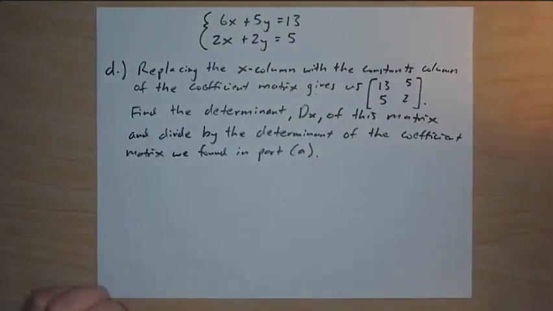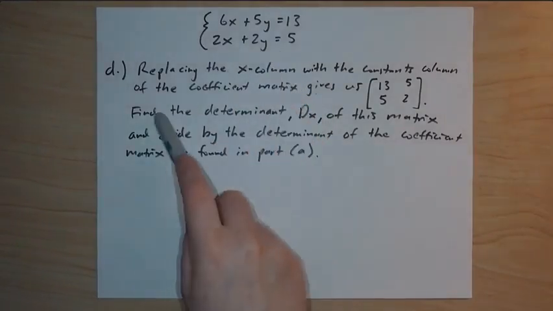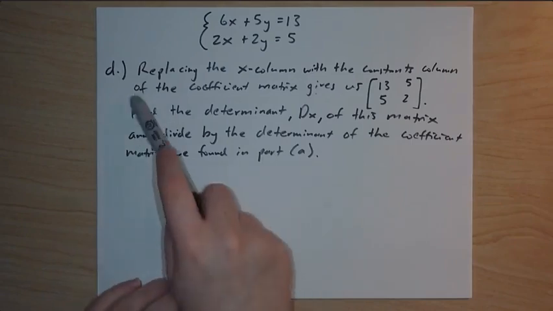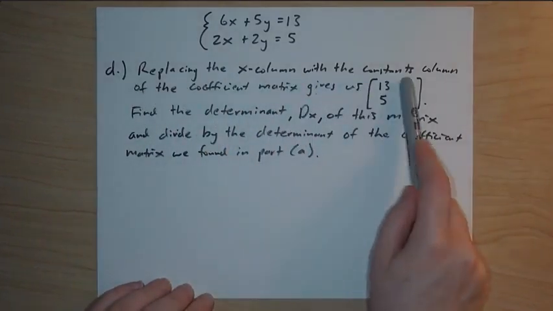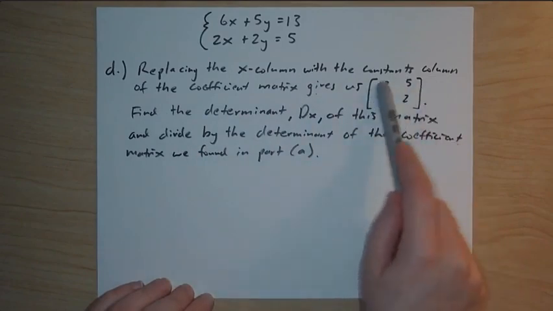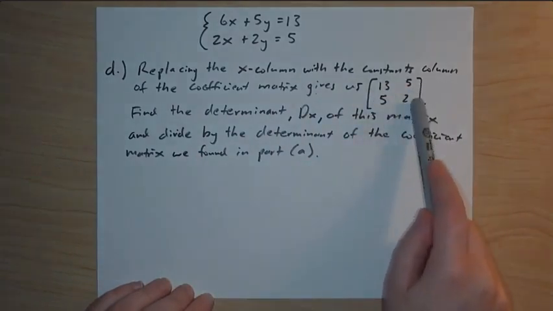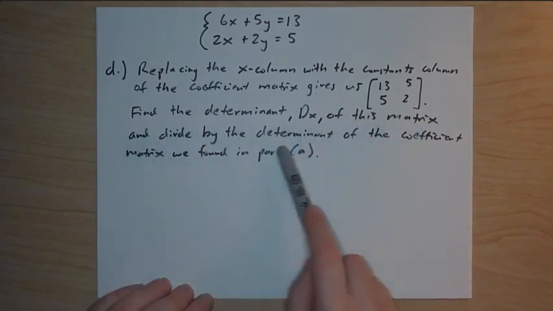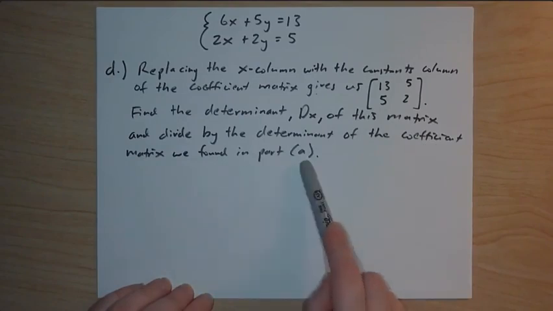Lab 25, Example 1, Part 2. We have the same system of equations. We're going to move on to Part D. So Part D says, replacing the x column with the constants column of the coefficient matrix gives us this matrix right here, 13, 5, 5, 2. Find the determinant dx of this matrix and divide by the determinant of the coefficient matrix we found in Part A.